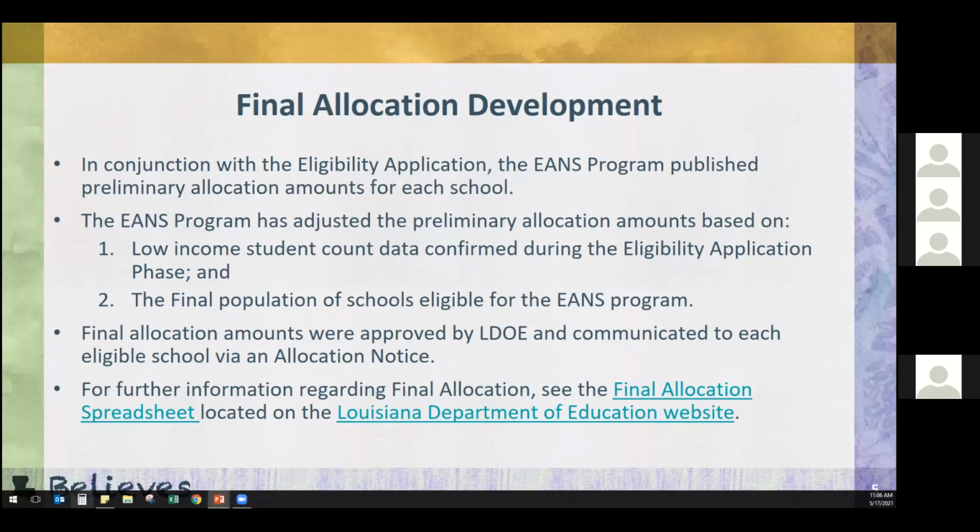Those are the two pieces of information that dictated what the final allocation amounts were. Those have been approved and communicated to each eligible school via an allocation notice. If you have any questions about that allocation notice or want more information, there is what's called a final allocation spreadsheet, located on the Louisiana Department of Education website. When you look up there, you can see not only that spreadsheet, but also a copy of this presentation where all of these links will be active for you.